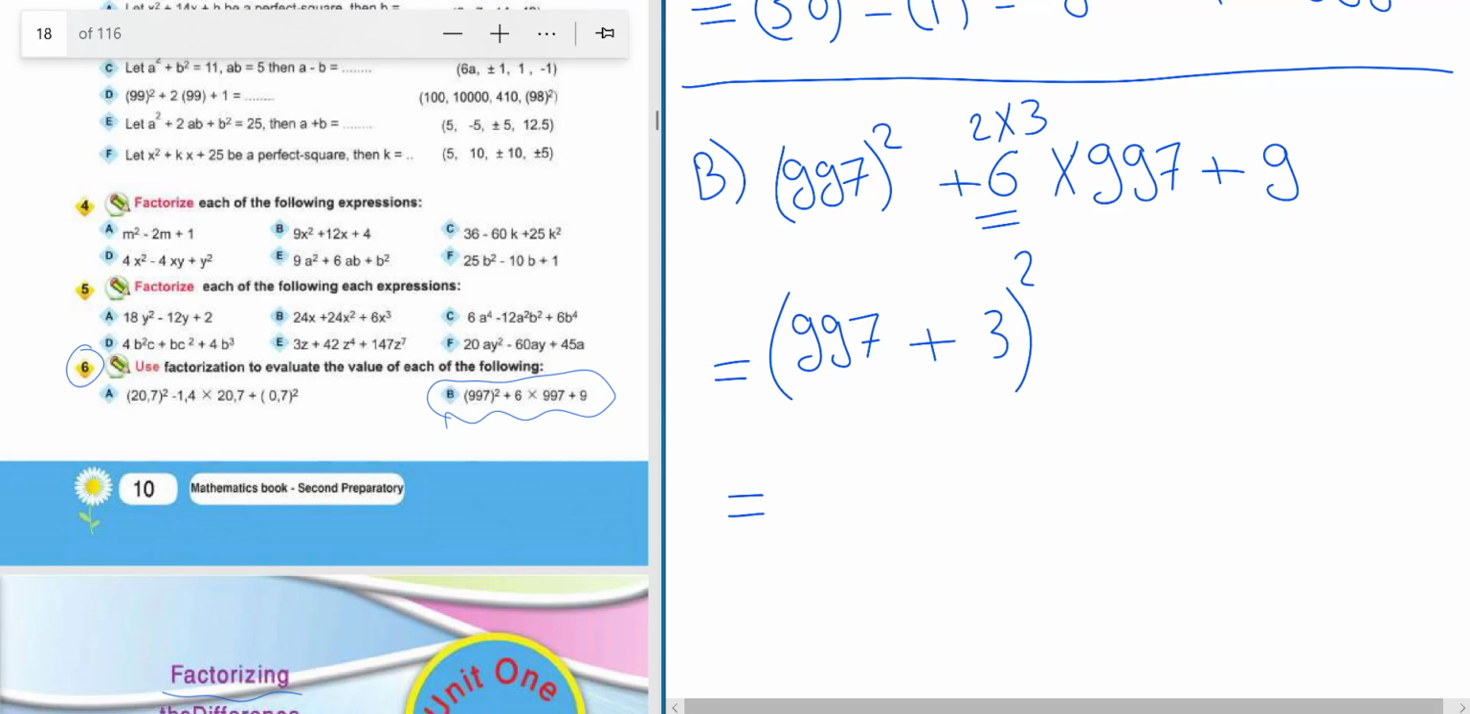997 plus 3 equals 1000, all power 2 equals 1 million. This is the value without using a calculator.